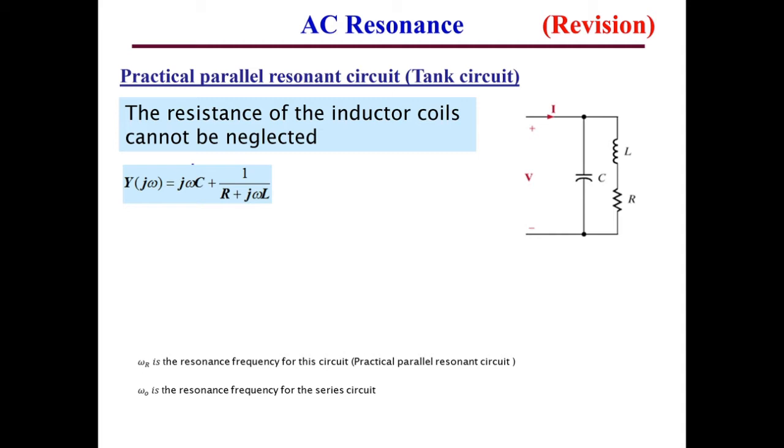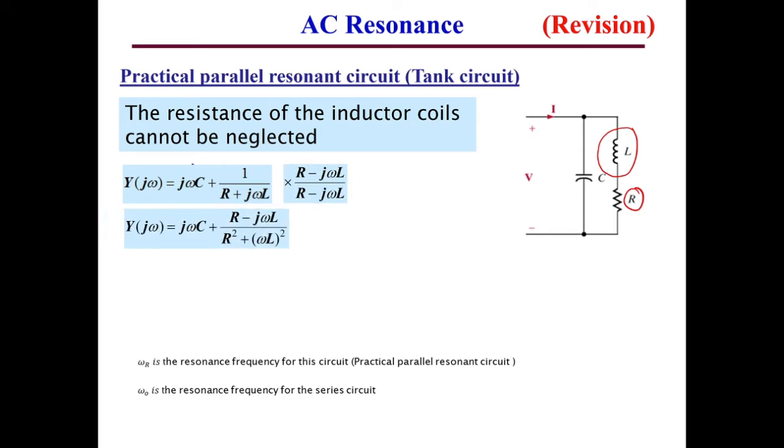Okay. If we look at the practical resonance circuit, they call it a tank circuit. With the inductor, of course, it is made from winding. Then that winding will have some resistance, so the resistance cannot be neglected. In this case the total Y will be equal to J omega C plus 1 over R plus J omega L, since those two are connected in series.